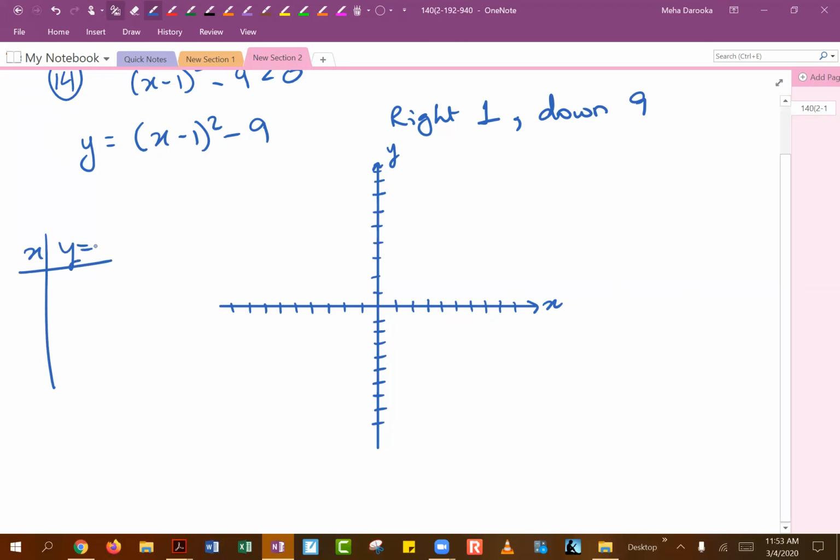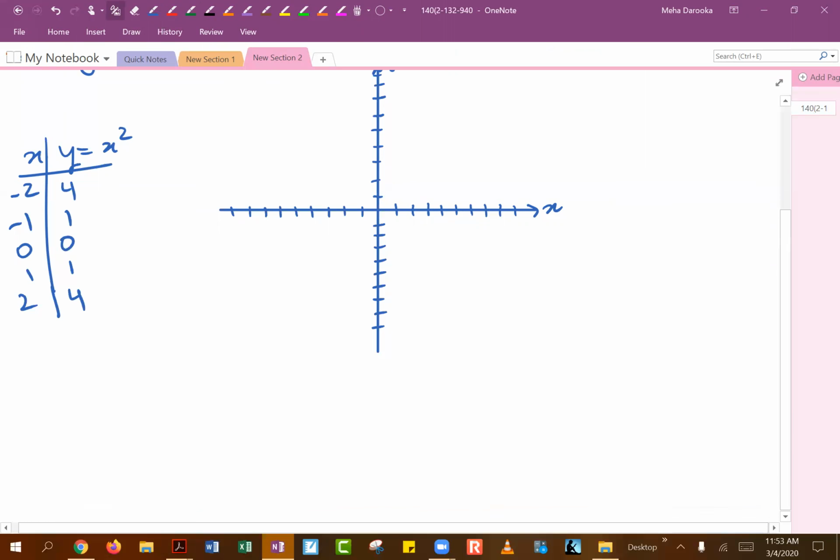Now, if you were using transformations, your original table would look something like this. -2 squared would be 4, -1 squared would be 1, 0 would be 0. So we are moving 1 unit to the right and 9 units down. So if you wanted to use transformations from all the x values with 1 unit right, what do we do? Add or subtract? Add. So for each x value, you would be adding.